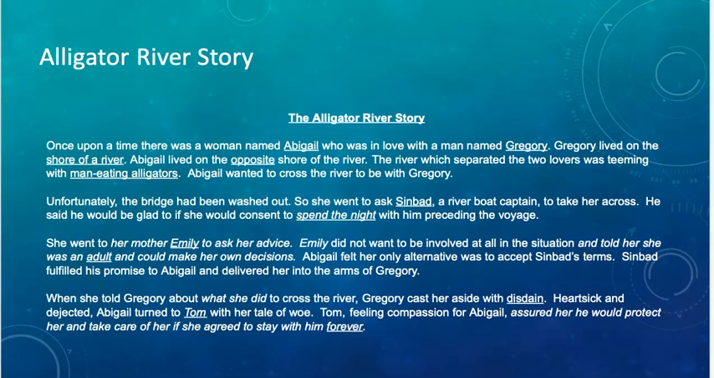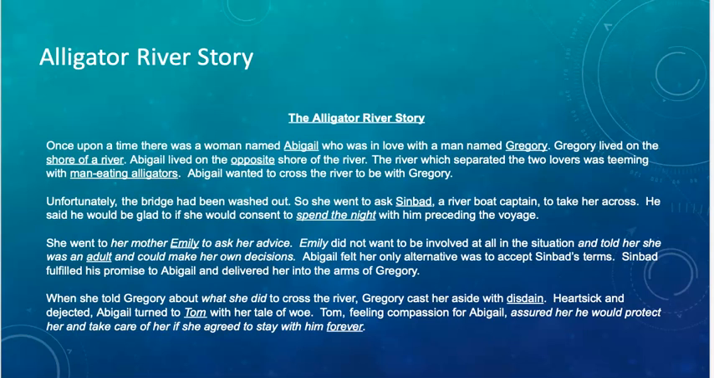Once upon a time, there was a woman named Abigail who was in love with a man named Gregory. Gregory lived on the shore of a river. Abigail lived on the opposite shore of the river. The river which separated the 2 lovers was teeming with man-eating alligators. Abigail wanted to cross the river to be with Gregory. But unfortunately, the bridge had been washed out. So she went to ask Sinbad, who was a riverboat captain, to take her across. He said he would be glad to if she would consent to spend the night with him, preceding the voyage.